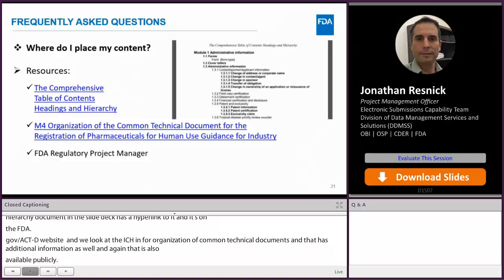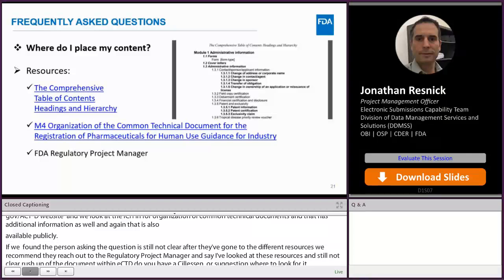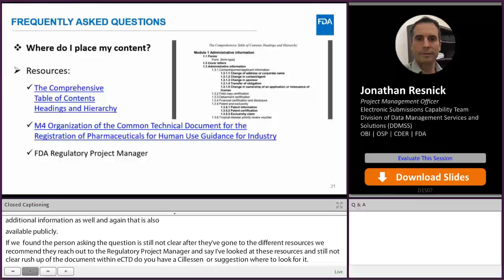This graphic here up on the right-hand side is a snapshot of the comprehensive table of contents, headings, and hierarchy, just to give you an idea, for those of you that are not familiar with the document, of the level of granularity it has. It is quite nice in really helping with where to place things.